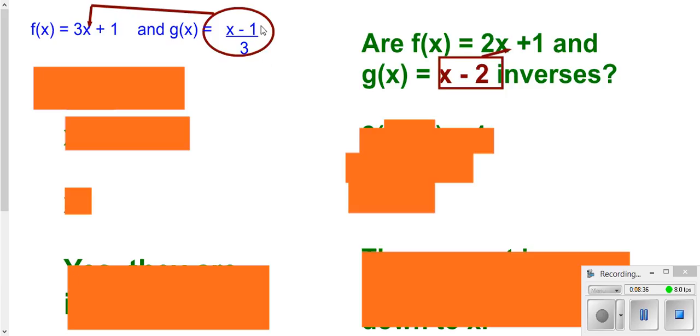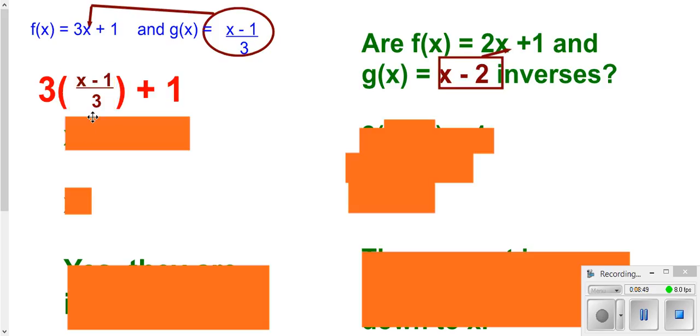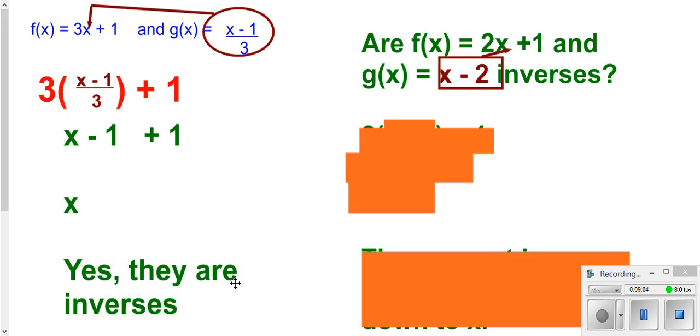In this case, I'm going to take the second one here, plug it into here to see what we get when we simplify it down. So we have 3 times our input plus 1. My input is going to be function g. So now I can simplify this down. I have x minus 1 divided by a 3 but multiplied by a 3, so those 3's drop. So I can just get x minus 1 with a plus 1, which the 1's cancel. So yes, these are inverses because it simplifies down to x.